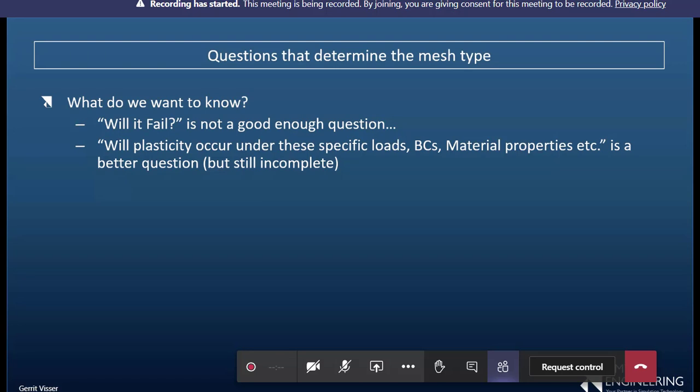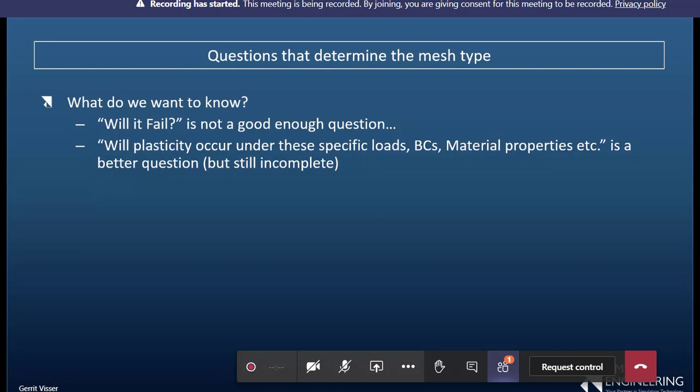If I ask, will it fail? That is not a good enough question because it's extremely imprecise. You have to be very, very clear in what you want to know. So you can, for example, rather ask something like, will plasticity occur under the specific conditions, such as these loads, these boundary conditions, these material properties, etc. Once you have that defined, you're already closer.